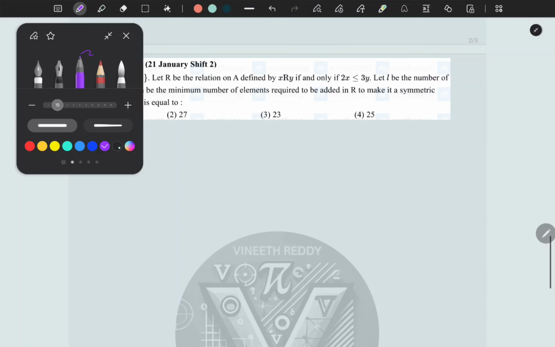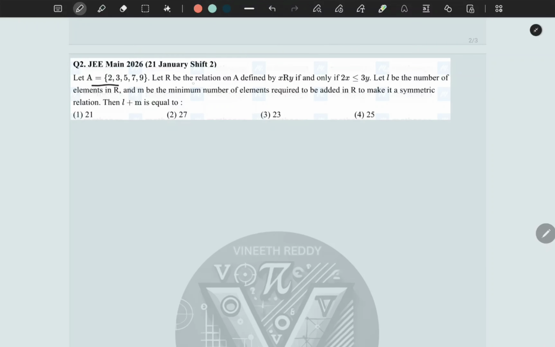Next question, he says, let A be this, let R be the relation on A defined by x related with y if and only if this. Let L be the number of elements in R, and M be the minimum number of elements required to be added in R to make it a symmetric relation. I think this is a very straightforward question. Now we have to just analyze this relation: 2x is less than or equal to 3y. So x is less than or equal to 3 by 2 times y.